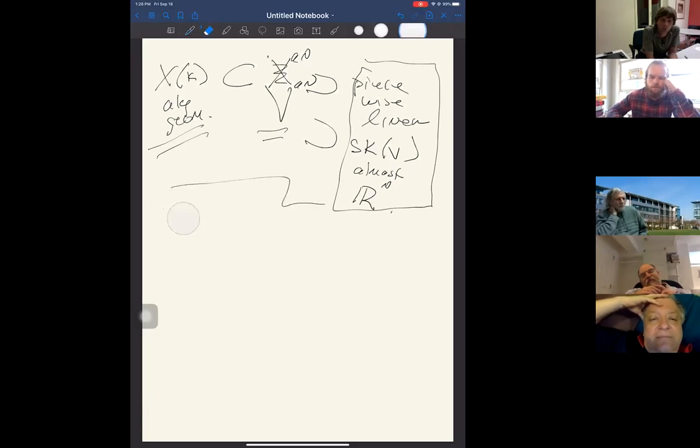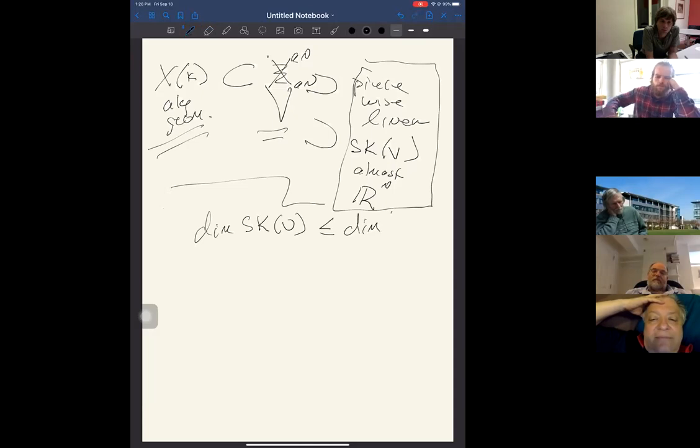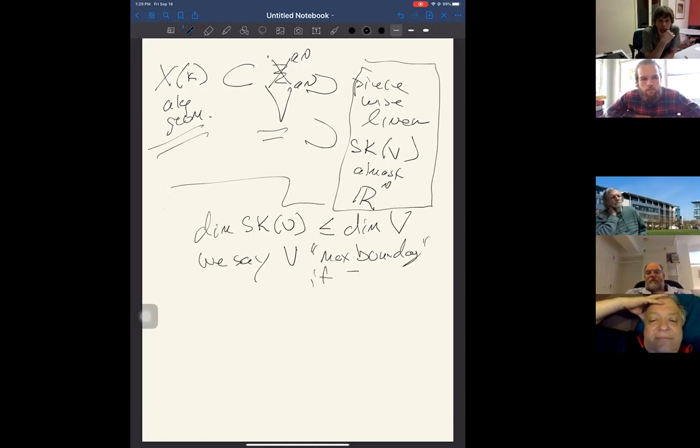Again, V is now, just a remark that this canonical skeleton, as a real thing, is a piecewise linear thing. Its real dimension is always less than or equal to the dimension of the variety. And if we have equality, we say V has max boundary. That's the case I'll always be talking about, max boundary. So let's say we're in that situation, and I want to show you a cool thing.